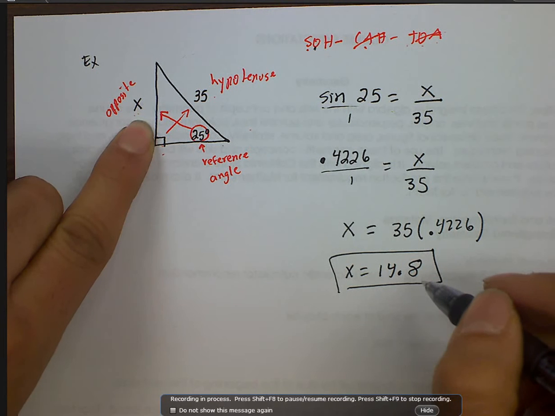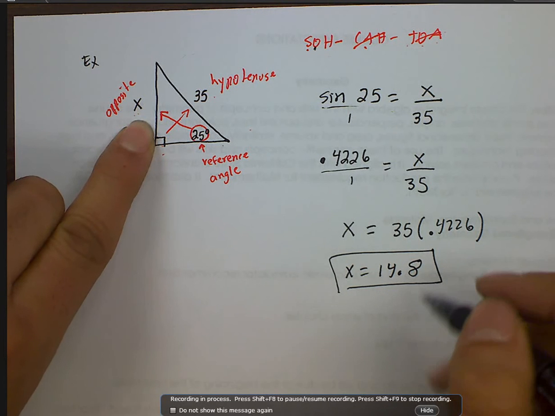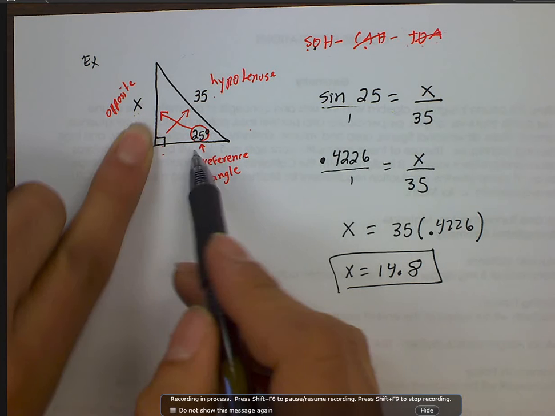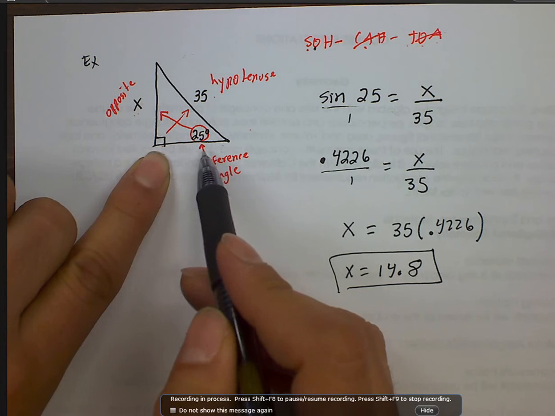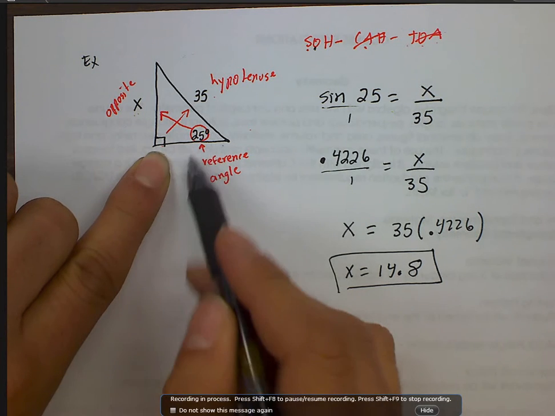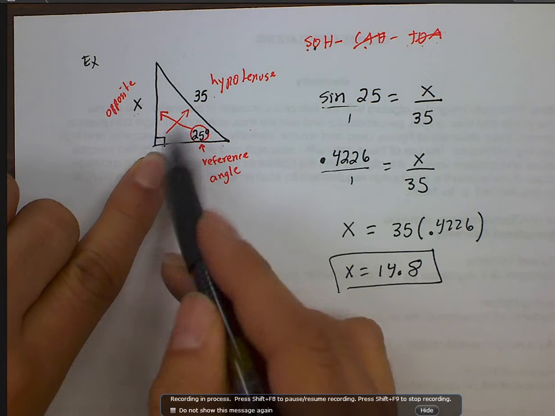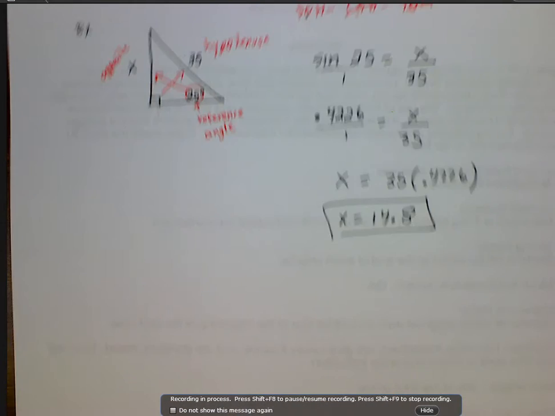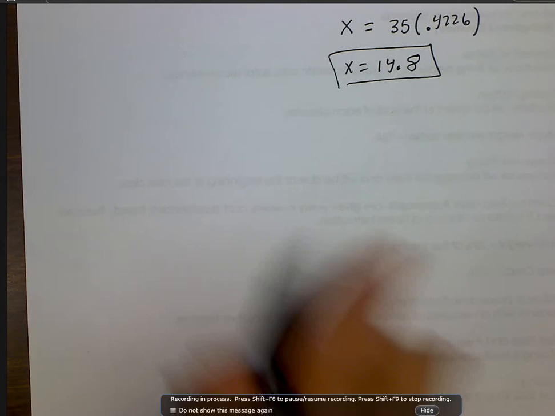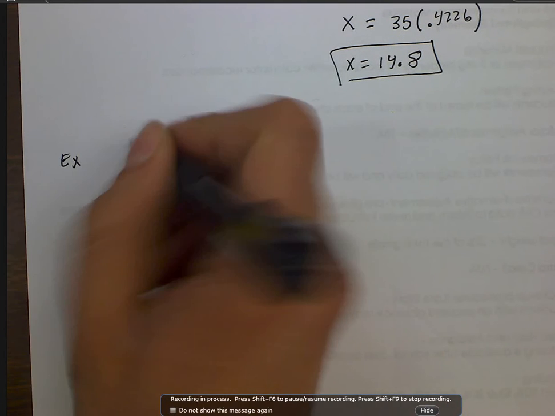And that's it. Now, if you want to find this side, which I'll probably ask you later, you can use the Pythagorean theorem, because now you have two sides in the right triangle. But that's later on. Today is just an introduction. All right, let's look at a different example.